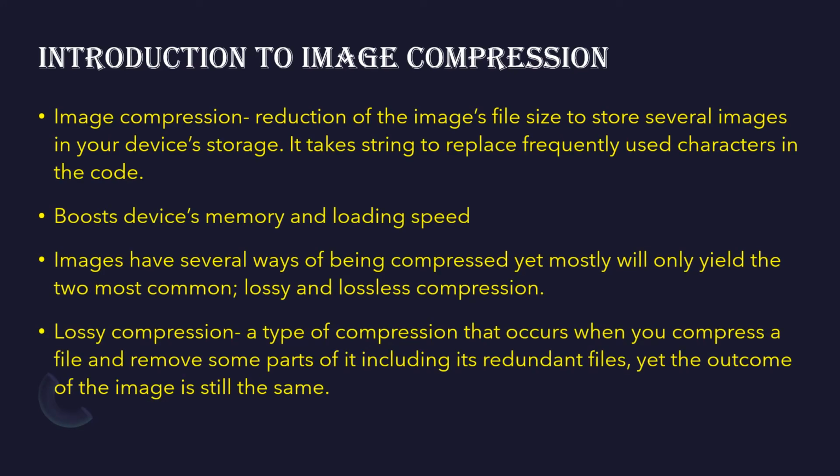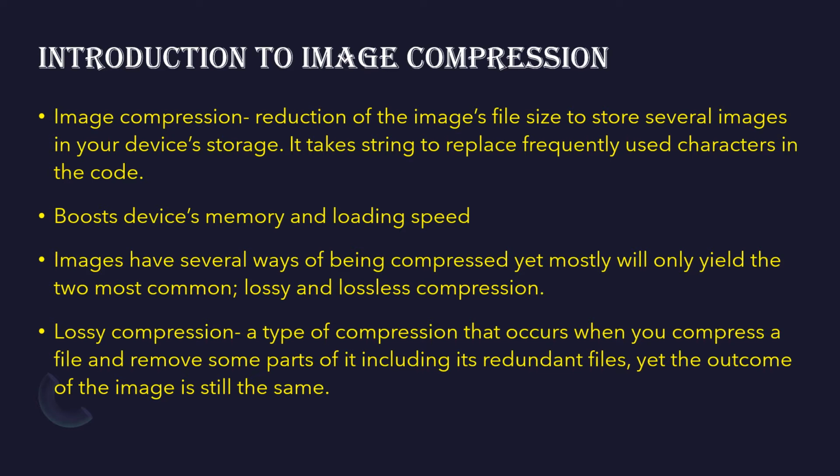What really is image compression? Image compression is the reduction of file size to allow you to store multiple images in your device storage. It gives a lot of benefits in terms of saving file space, such as significantly boosting the device's memory and loading speed. Images have several ways of being compressed. Many of them have different processes, yet most likely they give two results, namely lossy compression and lossless compression. The lagging of device systems is usually caused by redundant files building up, and this is where lossy compression comes to work.